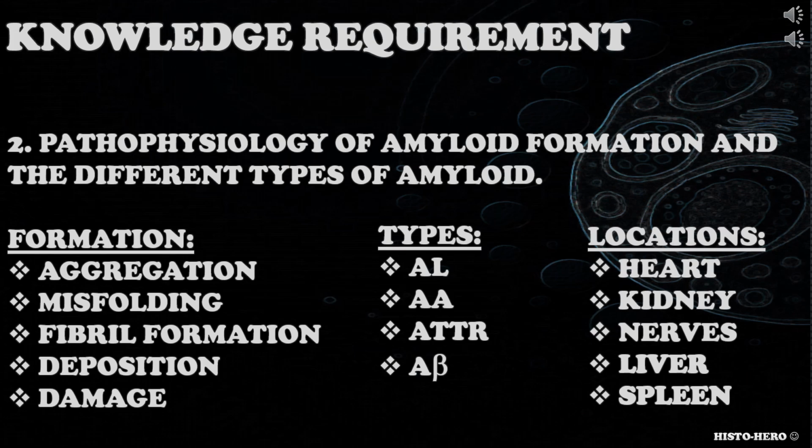When addressing this knowledge requirement, candidates should consider misfolding of normal proteins, aggregation of sticky unfolded proteins to form oligomers, fibril formation by aggregation of oligomers, deposition by fibril accumulation in tissues or organs, damage and cellular dysfunction caused by amyloid deposition, key factors, protein structure, cellular environment, genetic or acquired factors, different types of amyloidosis like AL, light chain from abnormal immunoglobulin light chains, AA, from serum amyloid A protein, ATTR, from transthyretin protein, and some rare types like A-beta in Alzheimer's, locations that are affected like heart, kidneys, nerves, liver, spleen, skin, or digestive organs.